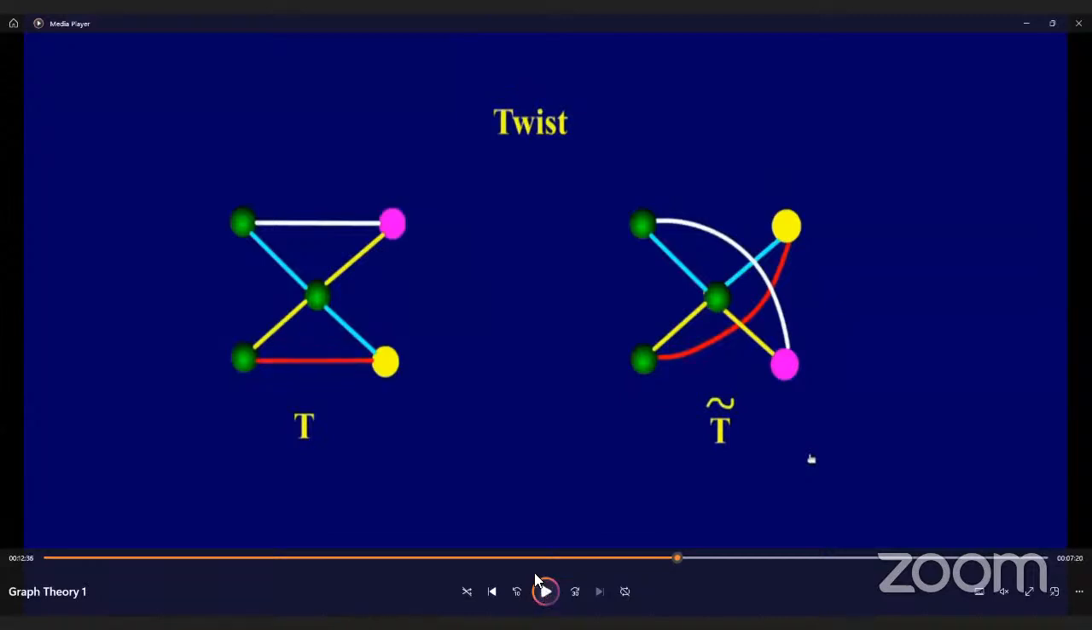And so this is the twist. The twist is that the left wall, or one of the walls, is fixed, and the other wall you put in reverse order. So something like this. The left wall is fixed, the same, but for the right wall, this pink vertex and the yellow vertex are interchanged. So this is the twist. Okay.